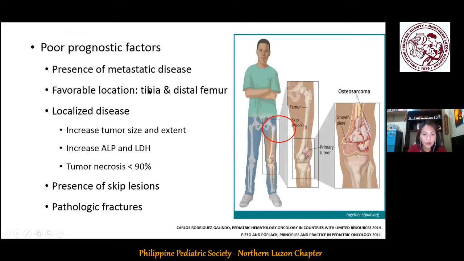Children with tumors of the tibia and distal femur have more favorable outcome than those with axial primary tumors. For those patients having localized disease, factors associated with poor prognosis include measures of tumor burden such as tumor size and levels of your LDH and your ALP. The percentage of tumor necrosis after preoperative chemotherapy is the most consistent and important factor associated with outcome. So if you have a tumor necrosis less than 90%, we have patients who are poor responders and have dismal prognosis.